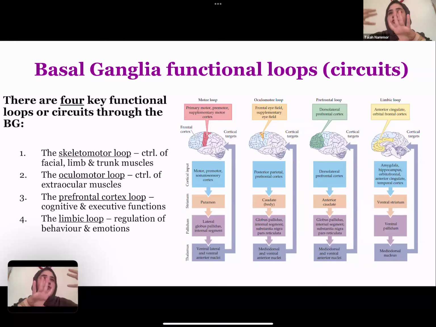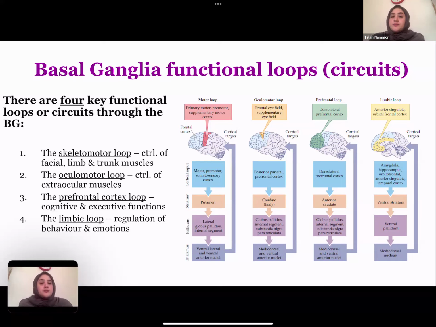Skeletal motor is movement of the body, face, limbs, trunk, everything. Oculomotor has to do with the eyes, movement of the extraocular muscles. The prefrontal cortex loop has to do with cognitive, executive function, limbic emotions, behavior. You get me? I just included it to make sure that I don't miss anything, because I really don't want to miss anything.